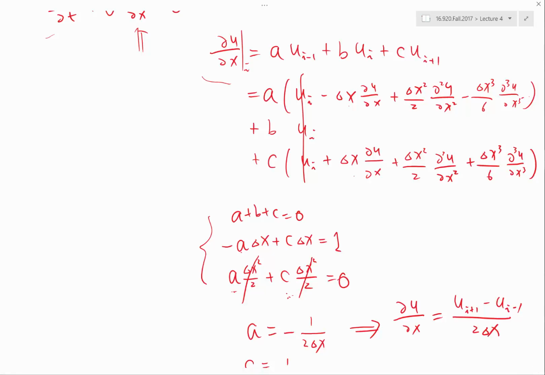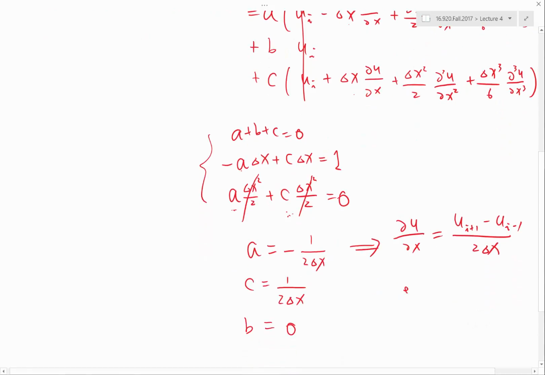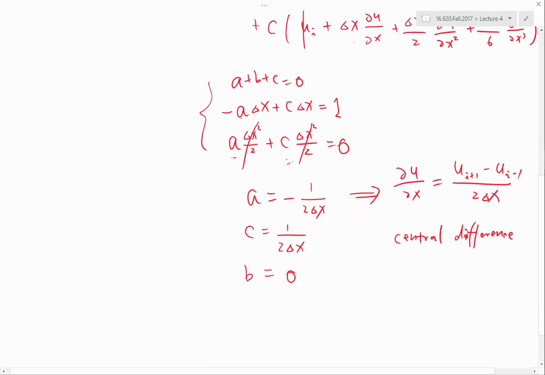This is known as the central difference for the first derivative, and let's plug it into the differential equation. What we get is du i/dt plus a big U times u i plus 1 minus u i minus 1 divided by 2 delta x is equal to 0. So again we get a set of ODEs.